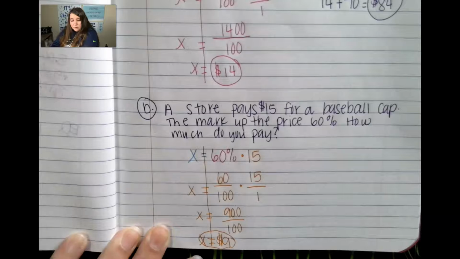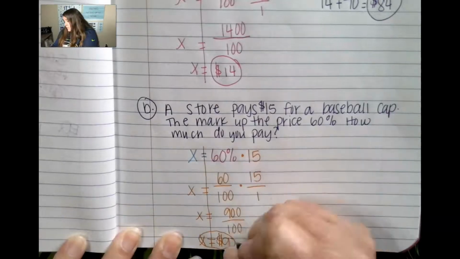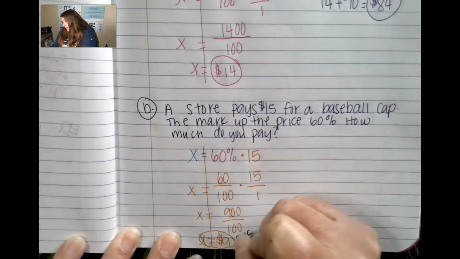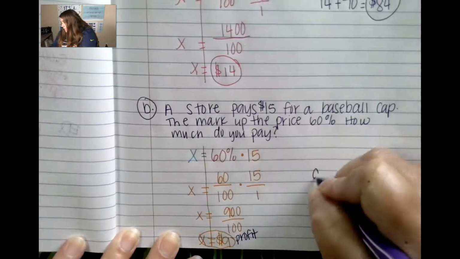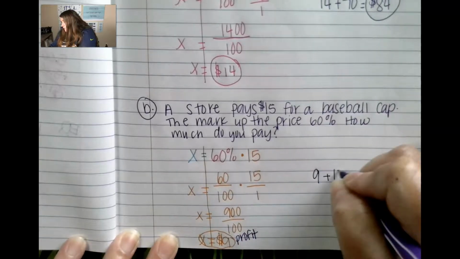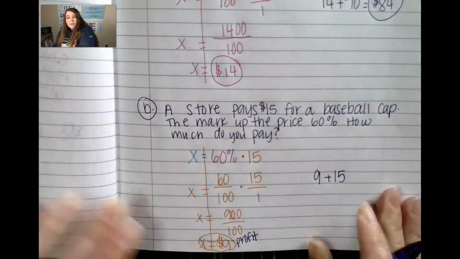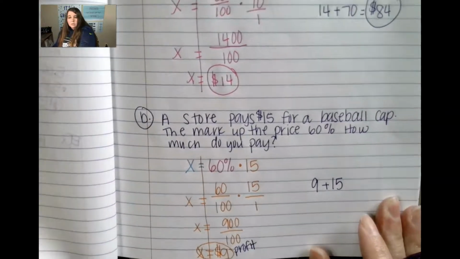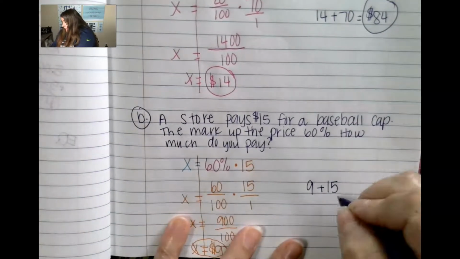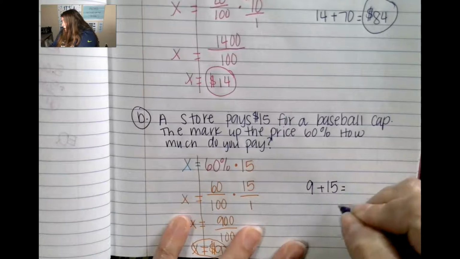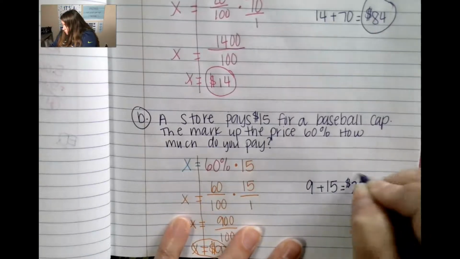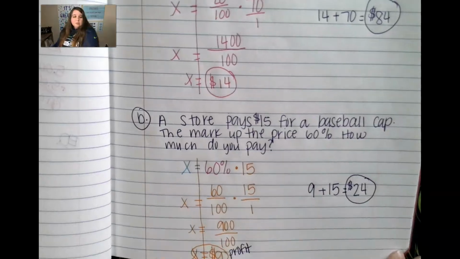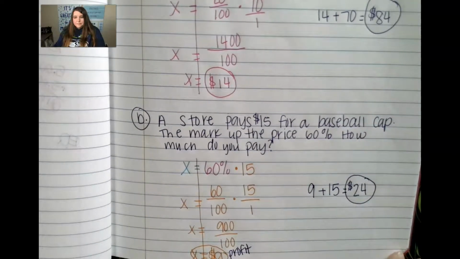So we have to figure out how much we're paying because this is their profit. That's just the profit. So we're going to take this profit of $9. We're going to add it to the $15 that the store paid from the person who made it. And we see that we are now going to pay $24 for the hat. So we pay $24 for the hat.